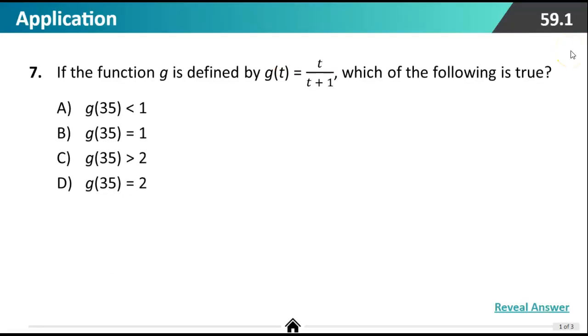Just like in the first problem, now we're looking at g of 35. We'll substitute 35 in for t. That's going to be 35 divided by 36. Well, if the numerator is smaller than the denominator, there's no way for that to be equal or greater than 1, so our answer has to be less than 1.